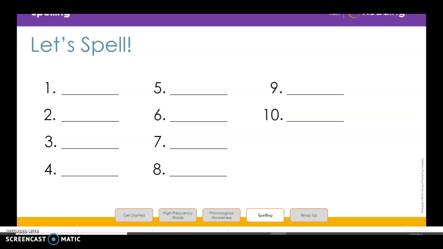And the last word, number 10, is the word that. That book is about tigers. That. Now you're going to take a picture of all of the wonderful words that you wrote and turn it into your teacher. Have a good day. Bye.